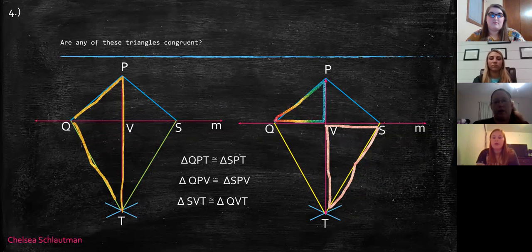And then also on the second figure, if you look at the bottom portion, we see that SVT is going to be the same as QVT. Because again, if you were to flip that over onto the QVT, it would be the exact same. So they are congruent to one another.